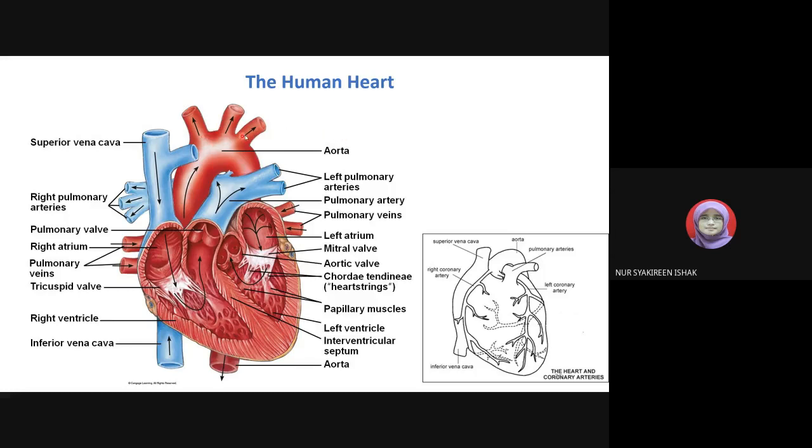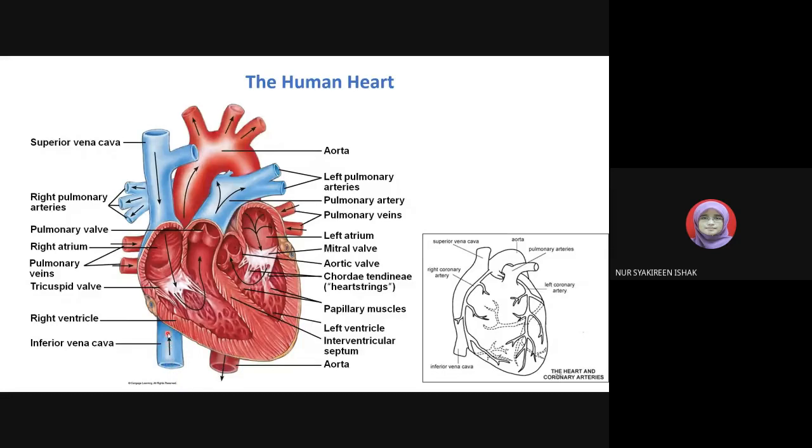Okay, so the systemic circuit will convey blood to the upper part of your body and to the lower part of the body. Okay, so as you can see, this is to the lower part of the body. So this one is to the upper part of the body. Okay, your head, your brain. Okay, this one is to your abdomen and also to your legs.